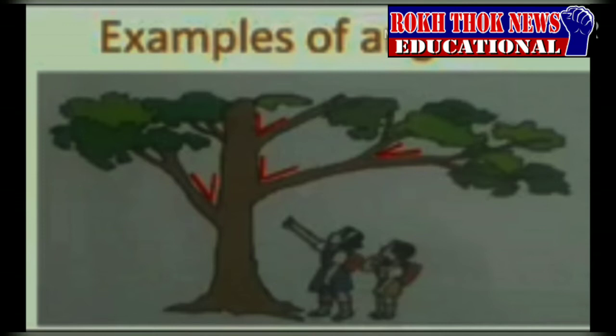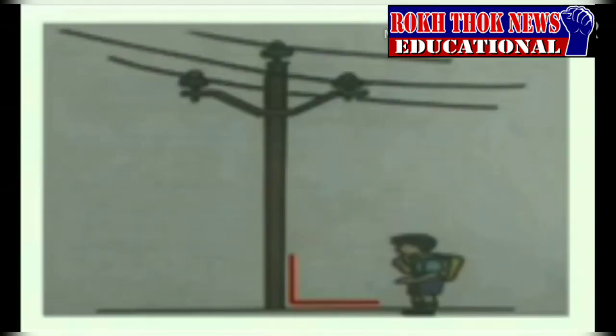So after this, we will see examples of angles. Now students, in this picture, can you see the various angles? Yes. You see the red lines? Yes, the red lines are showing angles. So students, here you can see angles are formed between the branches of the tree. This is a picture of an electric pole. Here also you can see the red line. This is also showing an angle between the electric pole and the ground.